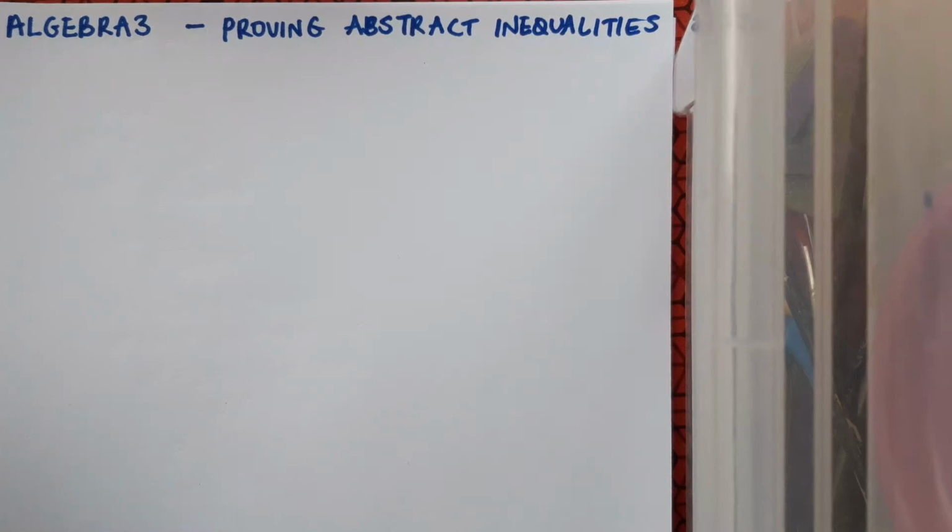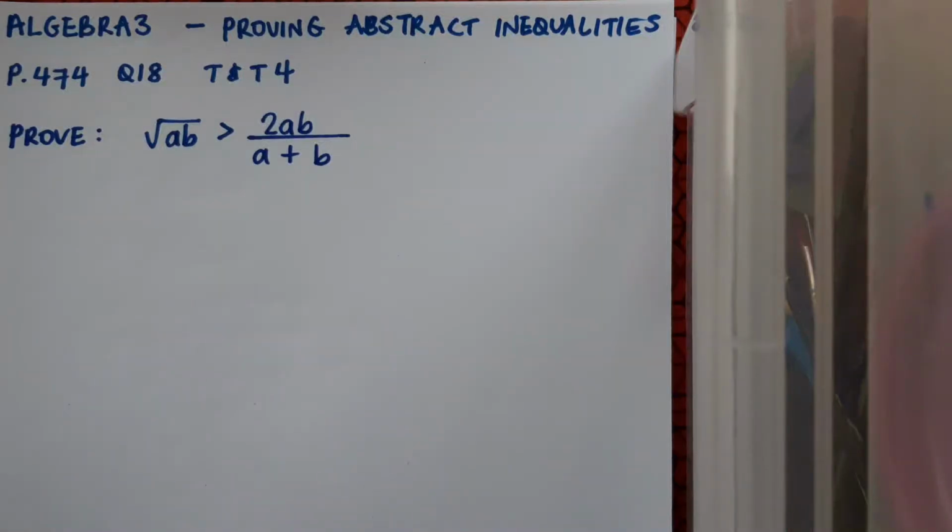This is a solution video for Algebra 3 proving abstract inequalities, and I'm looking at page 474, question 18 in text and test 4. In this question we're asked to prove that the square root of AB is greater than 2AB over A plus B, and there's a couple of restrictions in the question. We're told that A and B are both positive, and that'll be useful a little bit later on.